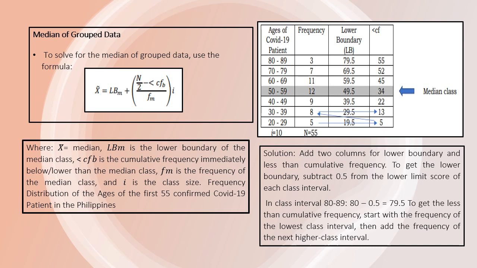Solution: add the two columns of lower boundary and less-than cumulative frequency. To get the lower boundary, subtract 0.5 from the lower limit of each class interval. In the class interval 80 to 89, 80 minus 0.5 is equal to 79.5. To get the less-than cumulative frequency, start with the frequency of the lowest class interval, then add the frequency of the next higher class interval.